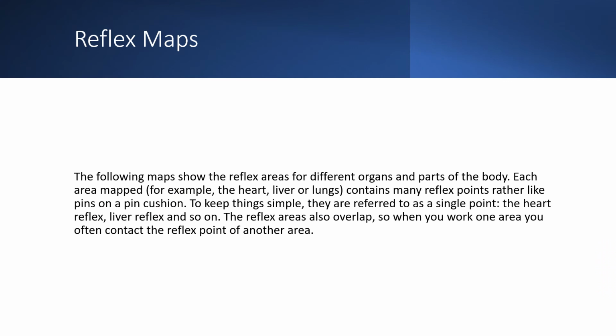So now let's discuss the reflex maps. The following maps show the reflex areas for different organs and parts of the body. Each area mapped, for example, the heart, liver, or lungs, contains many reflex points, rather like pins on a pin cushion. To keep things simple, they are referred to as single points. The heart reflex, the liver reflex, and so on. The reflex areas also overlap, so when you work one area, you often contact the reflex point of another area.